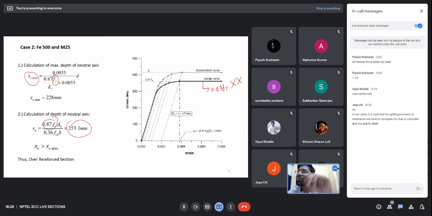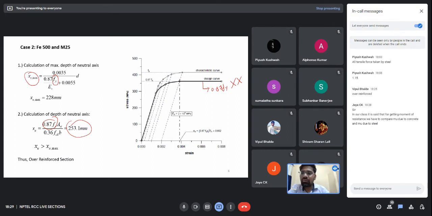Okay, sir, in our class it is said that for getting moment of resistance, we have to compare Mu due to concrete and Mu due to steel. Okay, you can compare it, that is not an issue. Actually, in the previous problem, I gave you the Mu due to concrete only, because if you calculate the ultimate moment of resistance due to steel as well as due to concrete, both values come out to be the same. I know you are saying that the lesser of the two should be used, but now we are using the crushing strain of concrete only, so that's why I am using the concrete value only. That is fine, no issue with that.